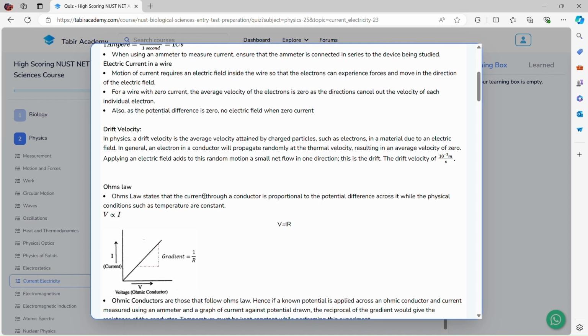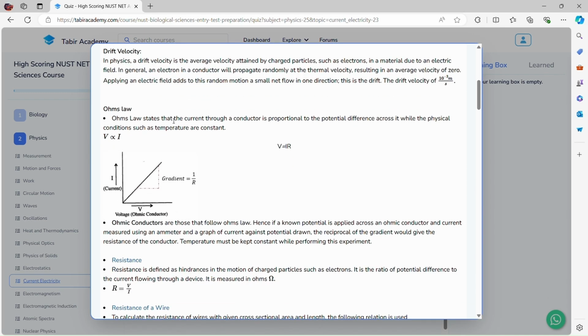Drift velocity. In physics, a drift velocity is the average velocity attained by charged particles, such as electrons, in a material due to an electric field. In general, an electron in a conductor will propagate randomly at the thermal velocity, resulting in an average velocity of zero. Applying an electric field adds to this random motion a small net flow in one direction. This is the drift. The drift velocity is of the order of 10 to the power negative 3 meters per second.